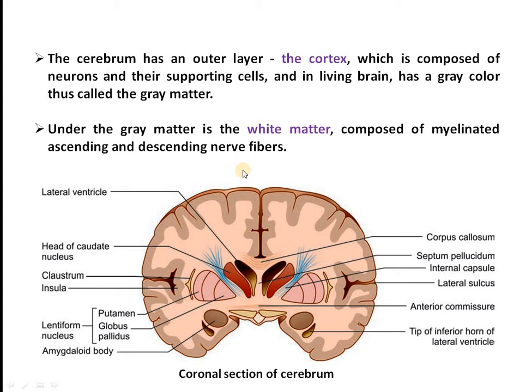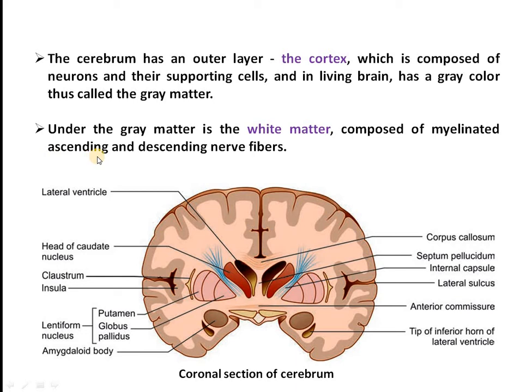So if we go through the structure, the cerebrum has an outer layer known as the cerebral cortex. This brown colored structure is called the cerebral cortex, and it mainly consists of the cell bodies of different neurons. This structure is gray in nature, so it is called gray matter also. Under this gray matter there is white matter, which is composed of myelinated nerve fibers, both ascending and descending.